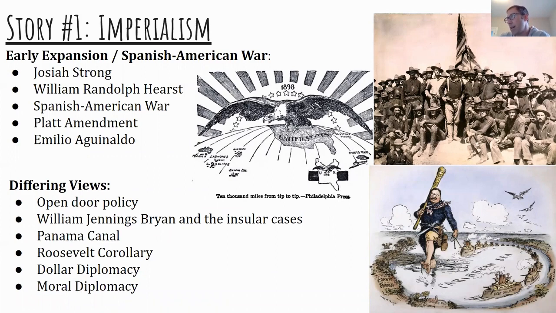So America is trying to extend its power and its influence, not just within the continental United States, but overseas into new territories. Now, the beginnings of this story of imperialism is really a story of early expansion, and specifically the Spanish-American War, which takes place in 1898.